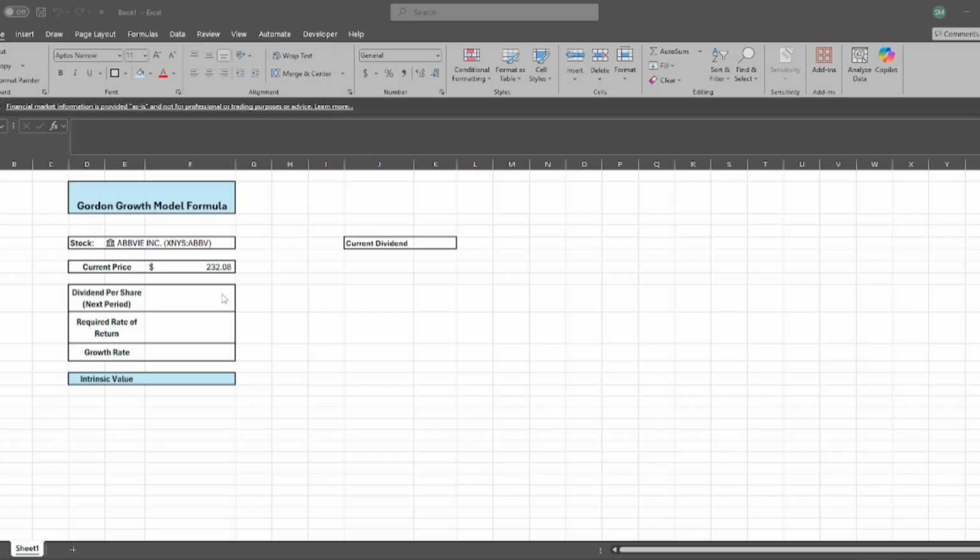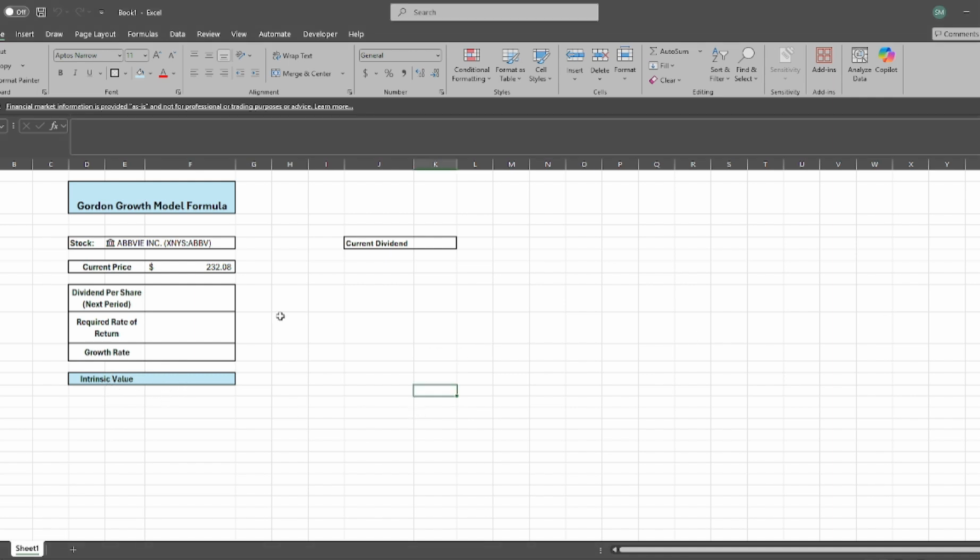So I'm going to be using AbbVie, a very reputable dividend stock, but you really want to make sure to pick out a company that has a lot of maturity and has a very stable dividend over a long period of time. AbbVie does. I've outlined their current price. That's going to be important when we calculate the intrinsic value.